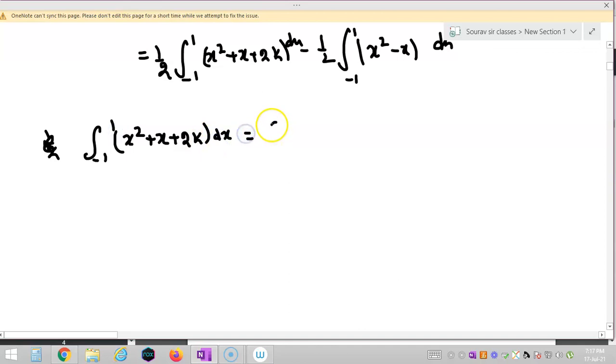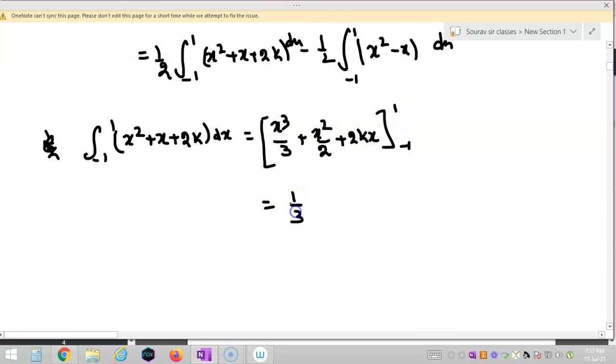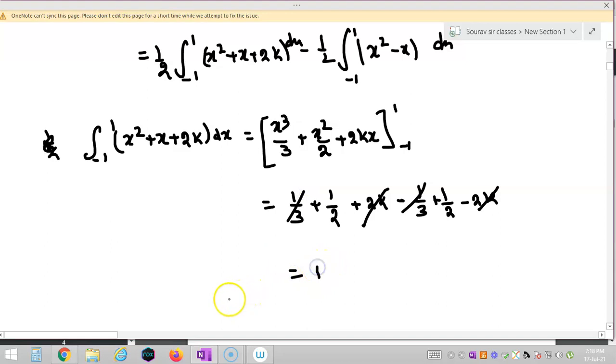So it will be x cube by 3 plus x square by 2 plus 2kx, right? Its lower limit is -1, its upper limit is 1. So it will be 1 by 3 plus 1 by 2 plus 2k, minus 1 by 3, again 1 by 2, again minus 2k. So 2k cancels out, 1 by 3 and 1 by 3 cancel out. 1 by 2 plus 1 by 2 will be 1. The value of this integration is equal to 1. So with the half, it will be half.